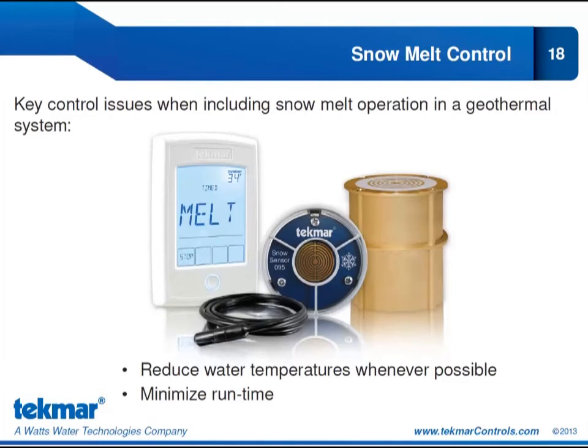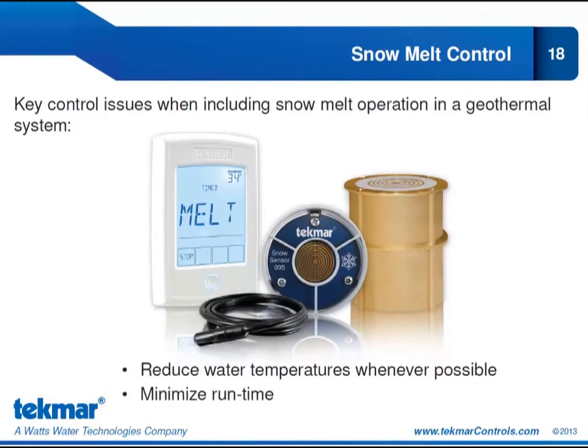The key control issues when we're including snowmelt operation in a geothermal system are to reduce water temperatures whenever possible and to minimize runtime. So we want to make sure that we are using the lowest possible water temperatures that we can to still meet the demands of the snowmelt system. And that's because, as we all know by now, those water temperatures are so much linked to the efficiency of the heat pump.